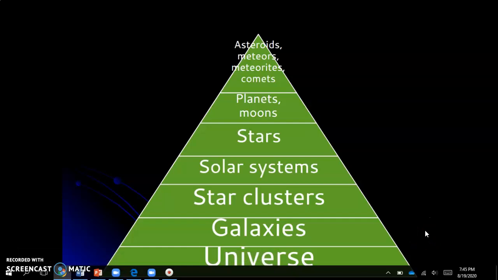And the universe includes galaxies. And then those galaxies include star clusters. The star clusters include solar systems. Solar systems include stars. Stars will include our planets and our moons. And then asteroids, meteors, meteorites, and comets are at the top, are the smallest, okay? So all of these things can be found in our universe. Universe, again, is the largest, and then our asteroids, meteorites, comets at the top are going to be our smallest.